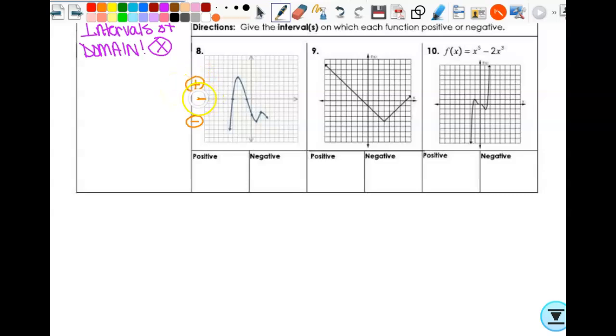What happens at the axis? Is it positive or negative? What's the y value on the x-axis? 0. Is 0 positive or negative? Nope, it's neither one, right? So here, whether or not we include them totally matters, all right?